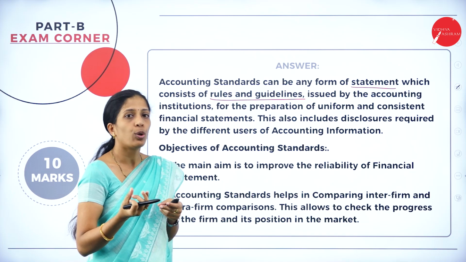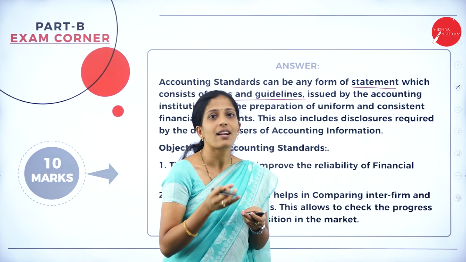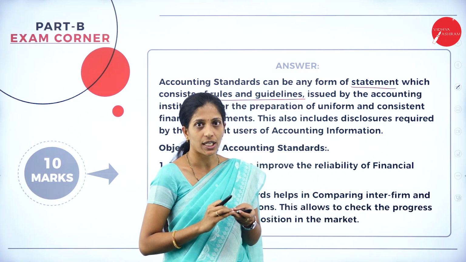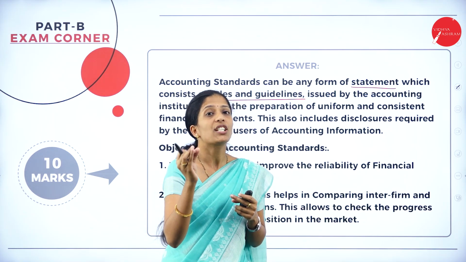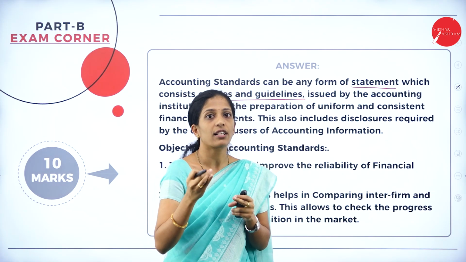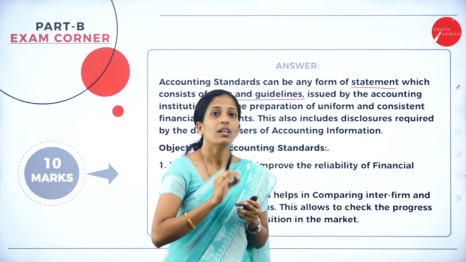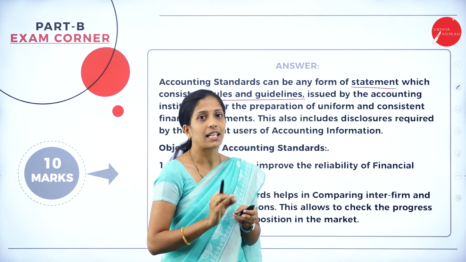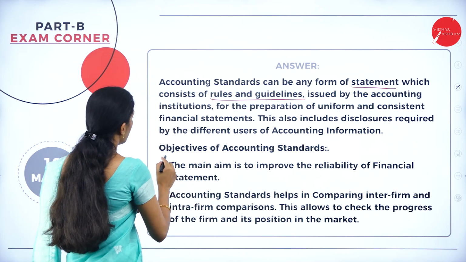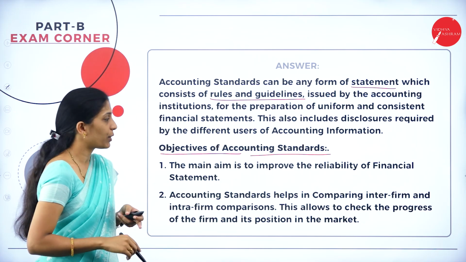So, you can write in your own words if you know the meaning of accounting standard. Accounting standards are the rules and guidelines which are given by the accounting institutions. Or, in order to maintain the uniformity in the books of account, certain rules and guidelines are to be followed in the accounts. That is known as accounting standards. Then they have asked a sub-question: what are the objectives of accounting standards?